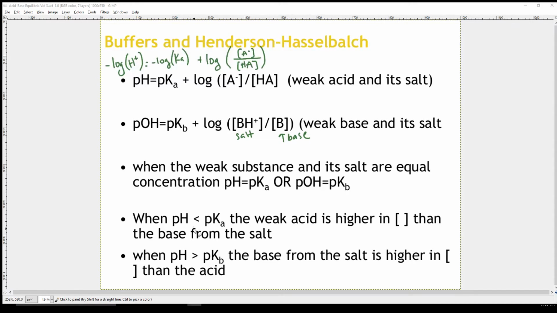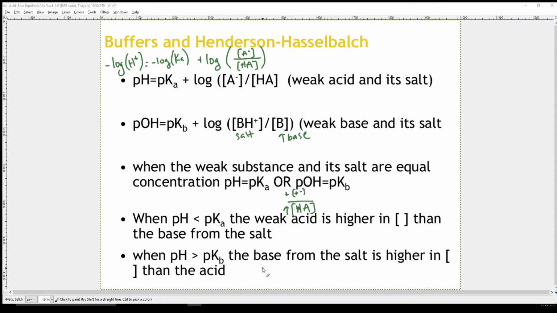So when the pH is less than your pKa, then that means we have more weak acid than the base from the salt. So in other words, if I were to draw this visually, more of the acid. So this HA would be more, and we would have less of our A minus. I'll make it smaller. That is an H, not a weird W.